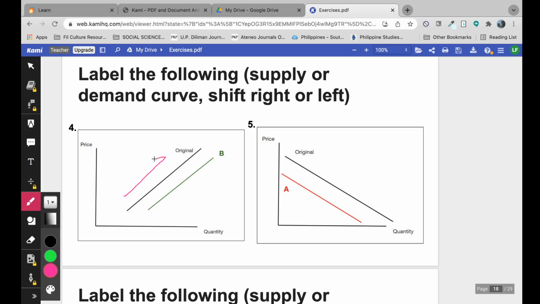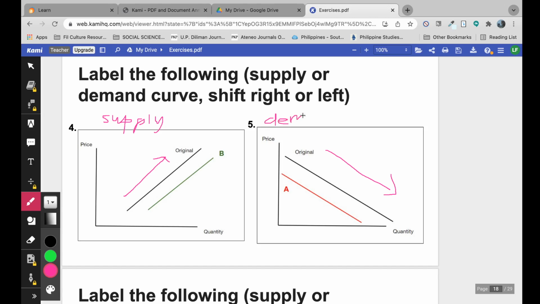Pumupunta siya sa taas. Diba? This is the direction where your curve is going. While sa number 5, the direction where your curve is going is downwards. So we know that if the curve is going upwards, this must be a supply curve, right? Which means that for number 4, this would be a supply curve. And then, we know that if the curve is going downwards or downward sloping, then this should be considered a demand curve, which means that number 5 is a demand curve.